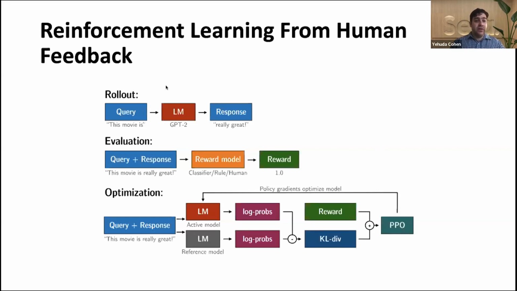There are really three stages of reinforcement learning. The first is that we need to capture those queries, feed them into the language model, and get their response. So in this case, the prompt of the query would be "the movie is", it goes into the language model, which replies "really great". Then we take the query and the response, and we feed it into the reward model.